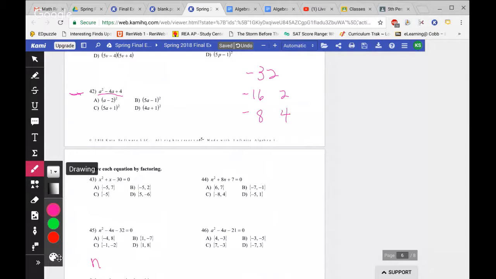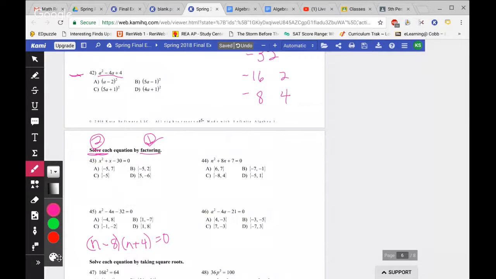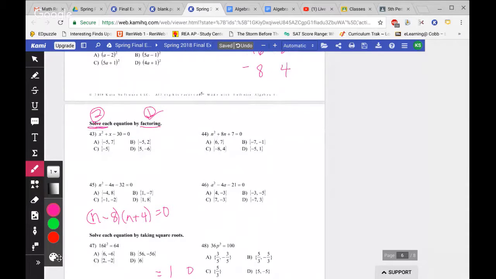So my factors are n minus 8, n plus 4 equals 0. We're still not done. We've done this part. We've done the factoring, but now we've got to do the solving. So this is step 1. This is step 2. You take each one of the little mini algebra problems and you solve. You've got n minus 8 equals 0, which becomes n equals 8. And you also have n plus 4 equals 0, or n equals negative 4.